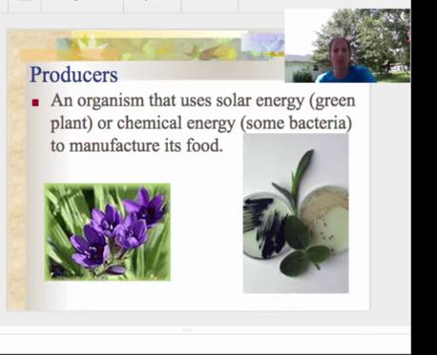Remember your producers, some bacteria and green plants, they manufacture their own food, called autotrophs.